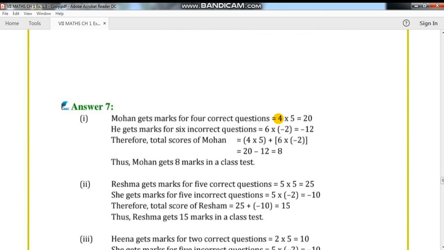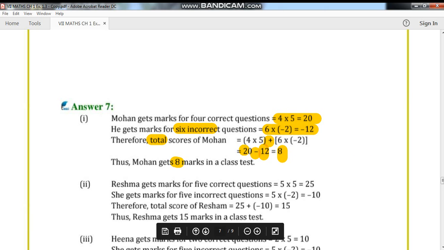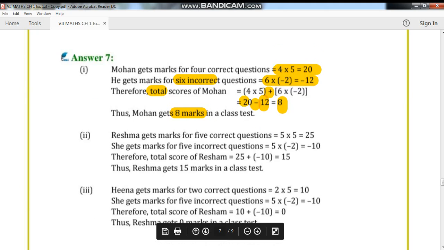Coming to the solution, as he had scored 4 correct answers, so we will multiply 4 with 5. The answer will be 20. Now he has got 6 incorrect answers, so 6 multiplied by minus 2 is minus 12. Now we have to find out the total score, so we have to put the plus sign in between. Now 20 minus 12. Now from where has minus come? Because 6 into minus 2 is minus 12. So the answer is 8. It means he has scored 8 marks in the class test.